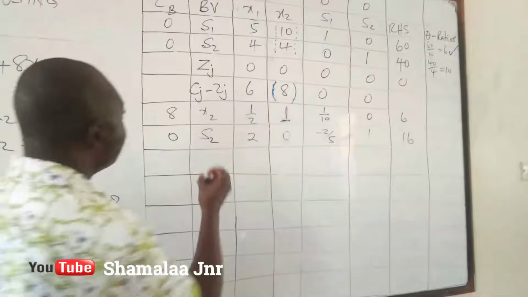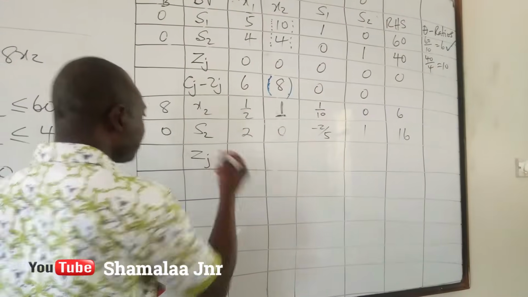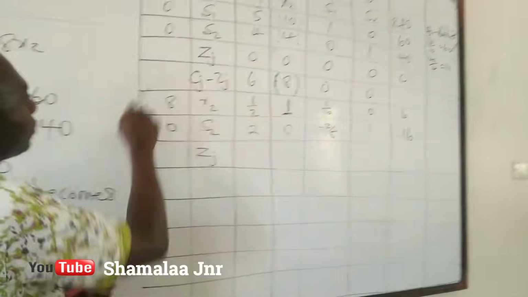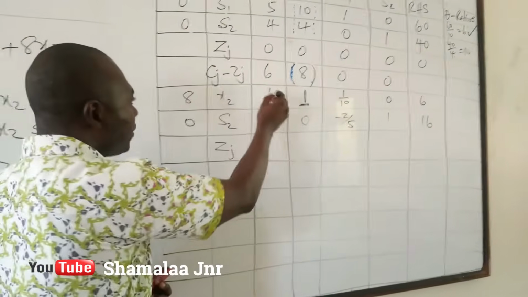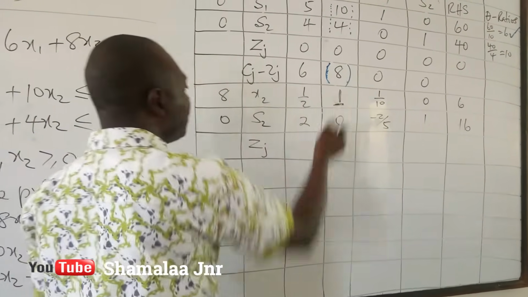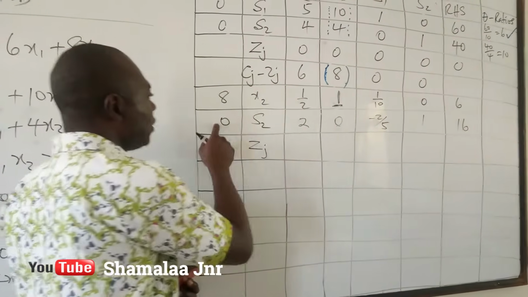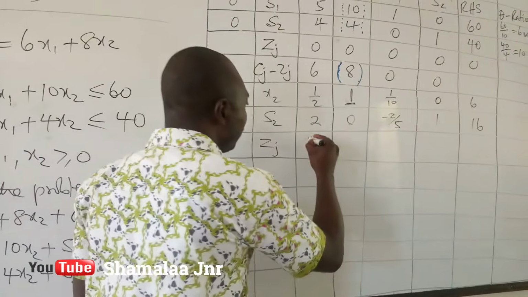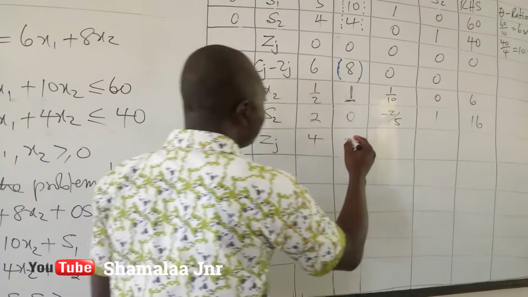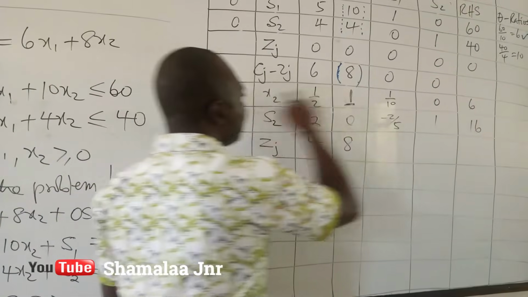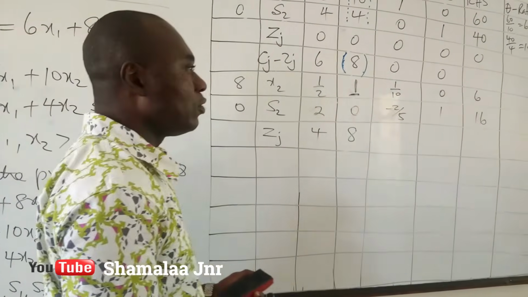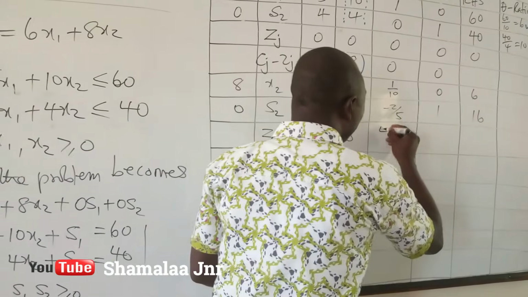So at this point, you find the Zj again. And as I explained for the first one, 8 times half plus 0 times 2. 8 times half is 4. 0 times 2 is 0. So we are going to get 4. 8 times 1 is 8. This will give you 0, so 8. This times this plus this times that. So 8 times 1 over 10 will be 8 over 10. And this will be 4 over 5.